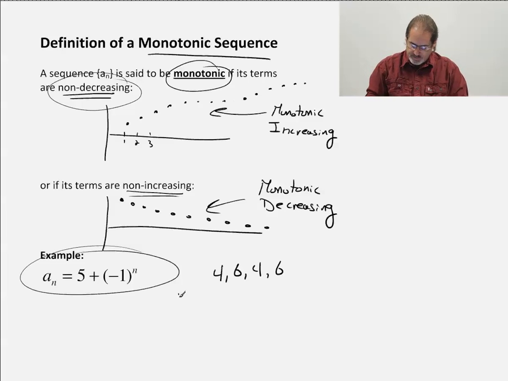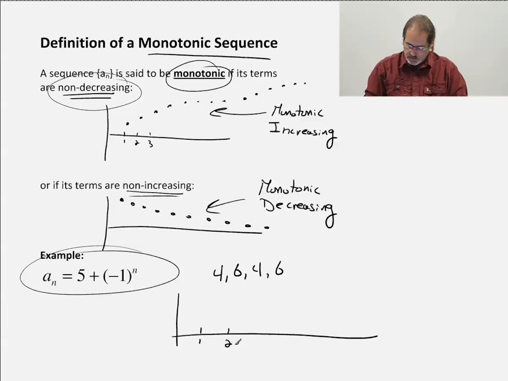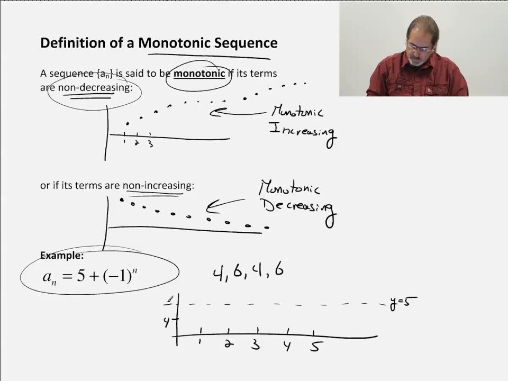So if I were to graph this, 1, 2, 3, 4, 5, and let's say here's a line y equals 5, and down here I have 4 and 6. At 1, I'm at 4. At 2, I'm at 6. At 3, I'm at 4. At 4, I'm at 6. At 5, I'm at 4.